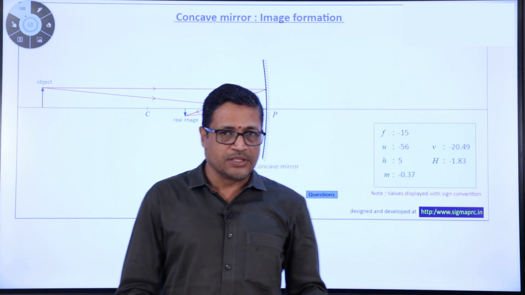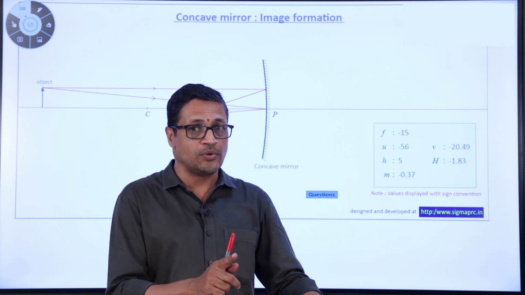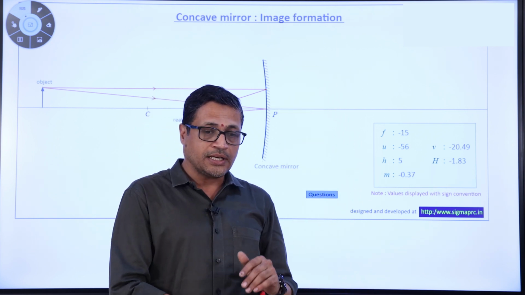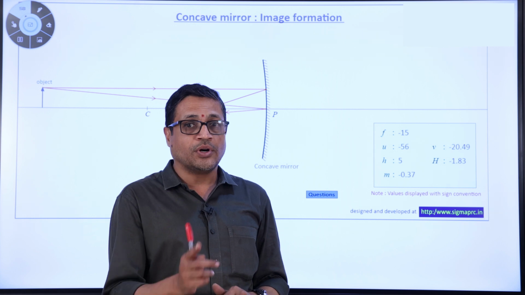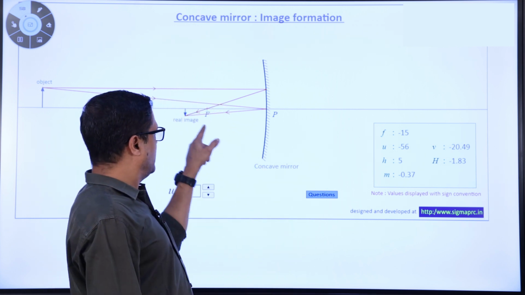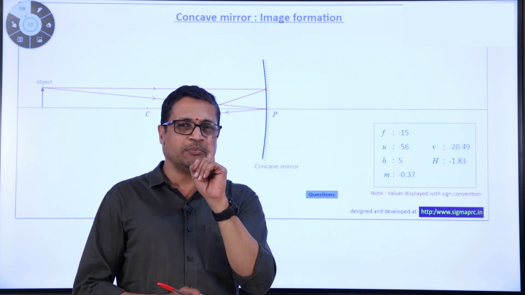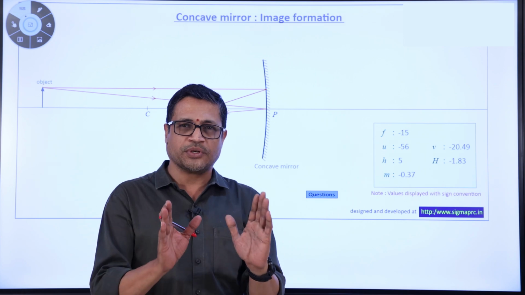So what we understand from this is, a concave mirror, can it produce a virtual image? Yes. And what is the quality? It will always be enlarged. Can it produce a real image? Yes. What is the quality? It can produce both an enlarged real image and a diminished real image also. All this can be handled by a single equation and a proper sign convention.